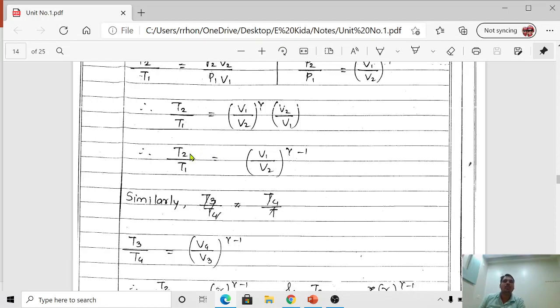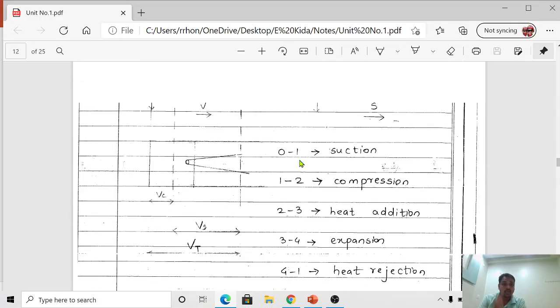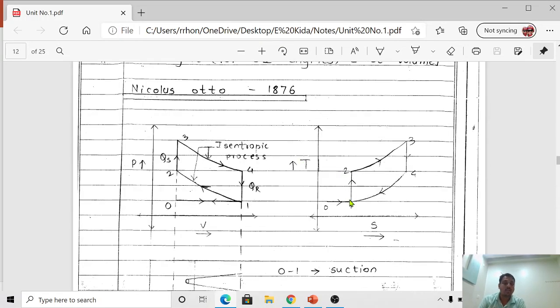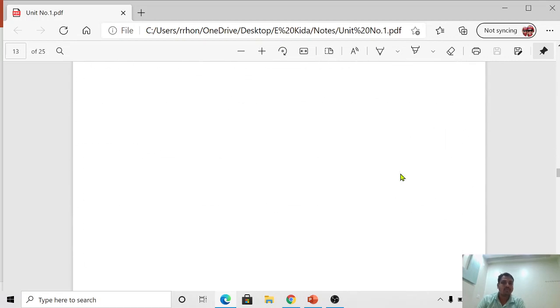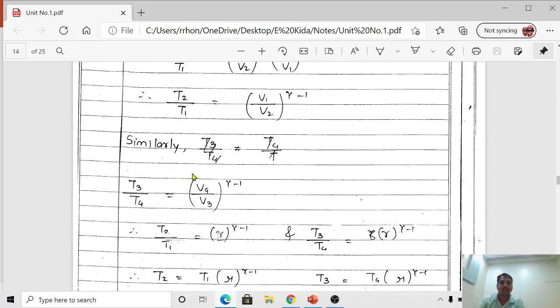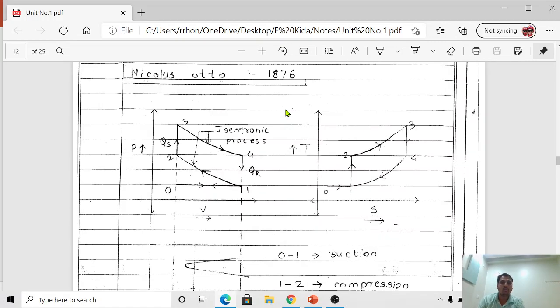Okay, now similarly, T2 by T1 is equal to V1 by V2 raised to gamma minus 1. Again see this particular diagram. So can I write for T3 by T4? Yes, definitely we can. Similarly, we can write for T3 by T4, and finally T3 by T4 is equal to V4 by V3 raised to gamma minus 1.